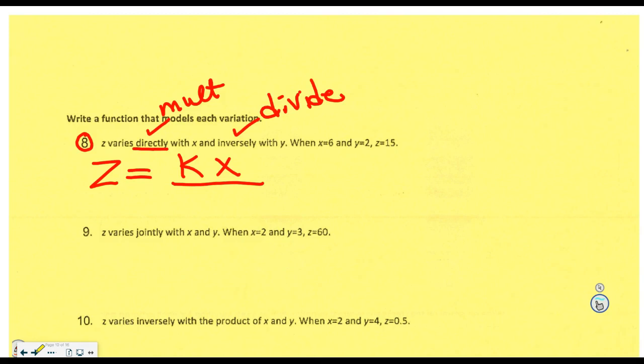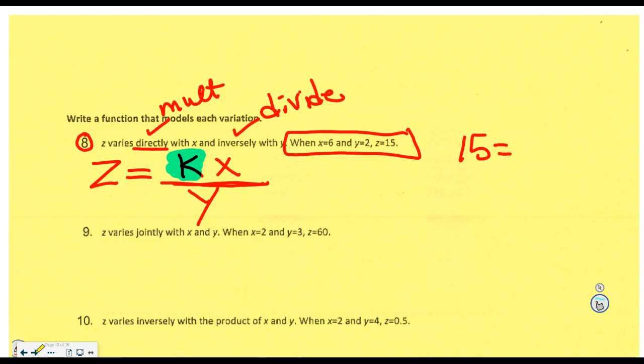Okay? So it varies directly with x and inversely with y. And it says write a function that models that, which means this k, I've got to figure out what it is. It's not the answer to the question, but I put it in to get the answer to the question. So they're going to give you enough information to go find that k. All right, what does it say z is? 15 has got to equal our k times the x. What does it say x is? This is actually really easy.